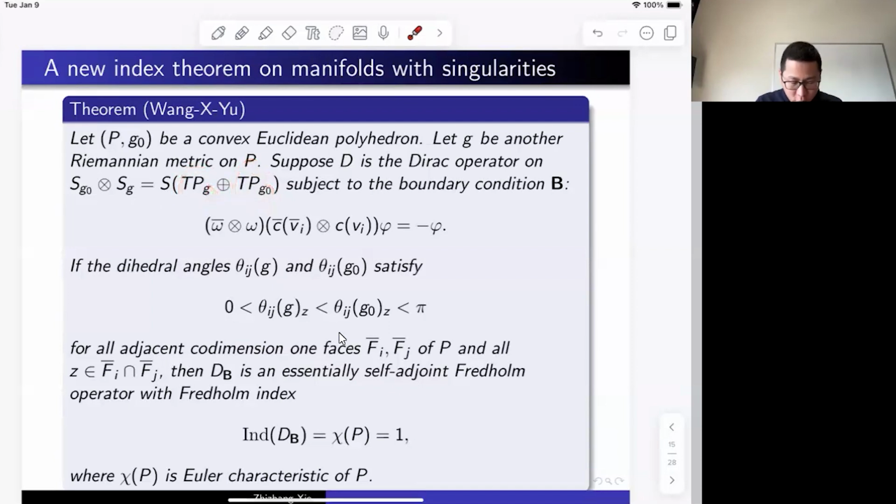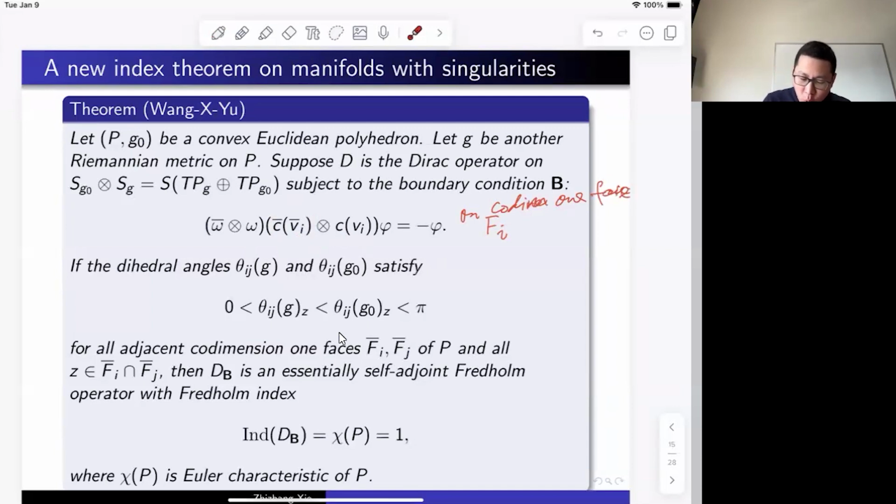So both metrics are involved, of course. Now, subject to the following boundary condition: this notation just means this spinor bundle carries a Z2 grading. And these two notations mean the Clifford multiplication of the, let me just say, this is on each codimension one face of Fi.